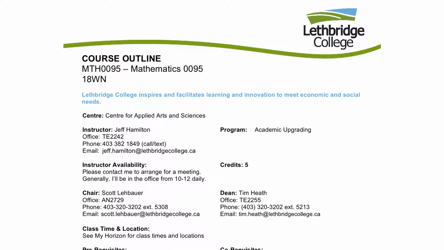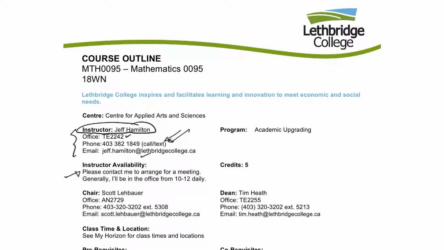Okay, so to begin with, my name, like I said, is Jeff Hamilton. This is my contact information here. Feel free to come to my office anytime you want, or send me an email. Also, probably the best way to communicate with me is using a cell phone. So just text me or call me at 382-1849, and I can give you a hand. Typically, I'm in my office most days from 10 to 12, but it's best to text me beforehand just to make sure that I'm there.